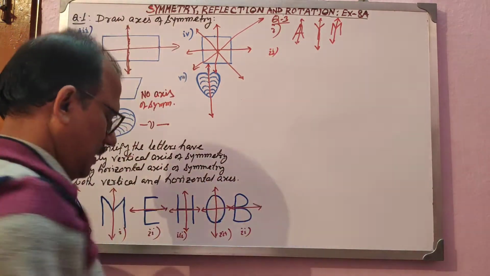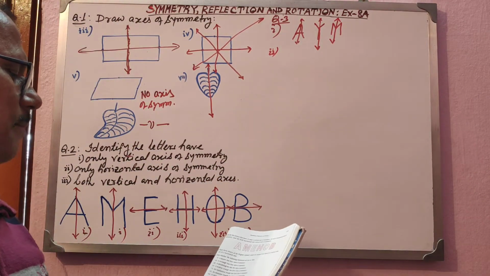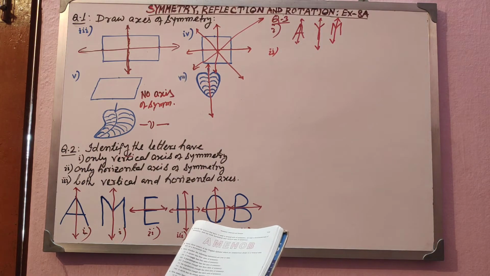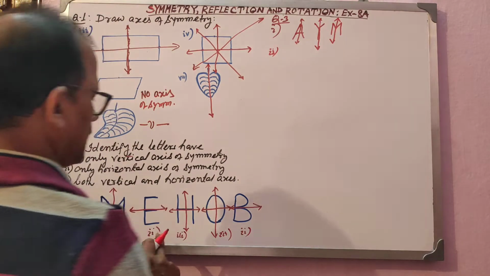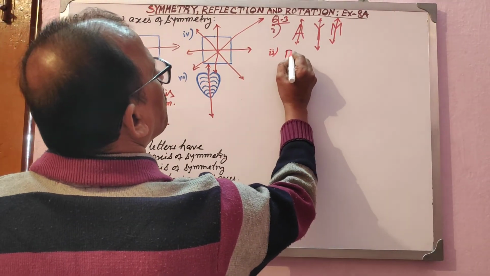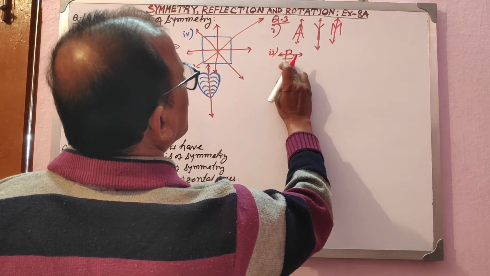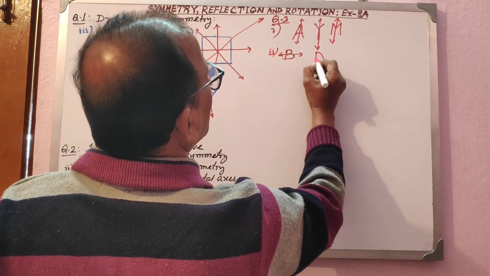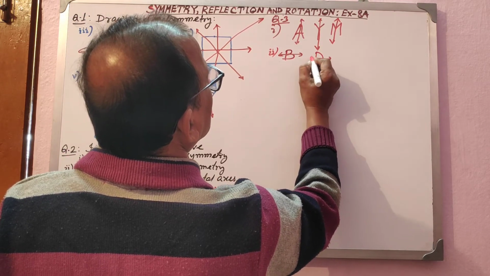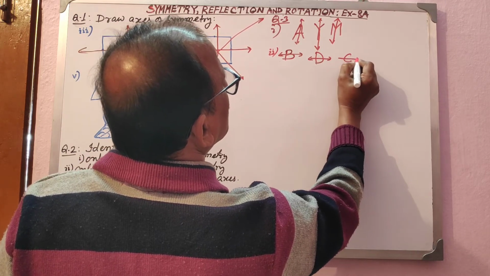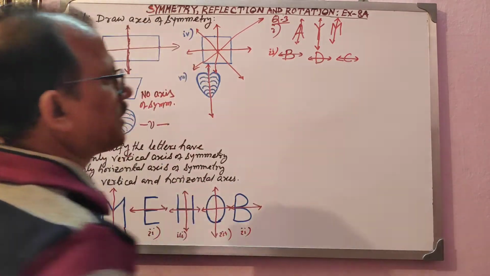Now another letter which will be having a horizontal line of symmetry. See, B, you have seen horizontal line of symmetry. B is a letter which will have a horizontal line of symmetry. Now, D can have a horizontal line of symmetry. Even C can have a horizontal line of symmetry. 3-letter O. Got it?